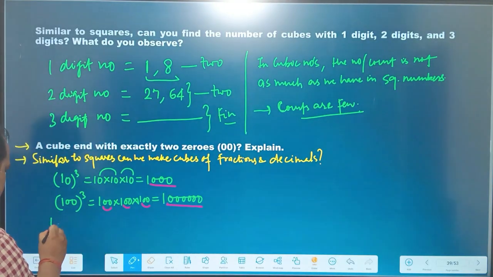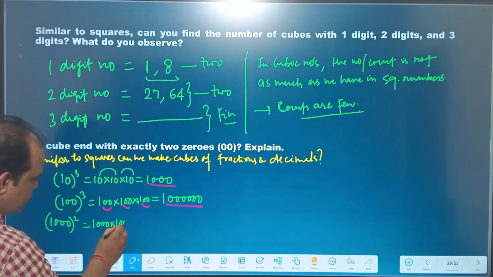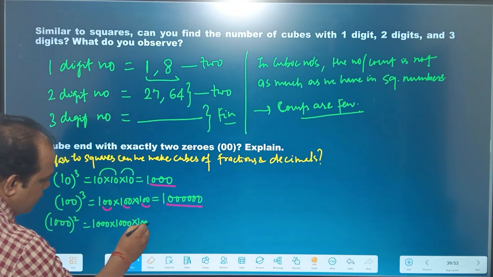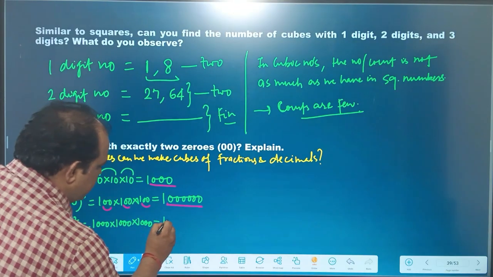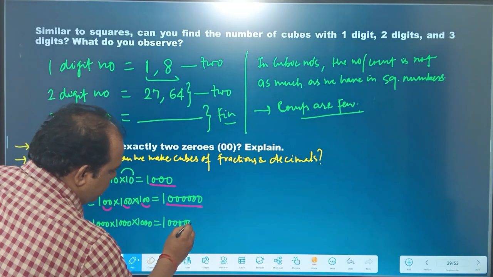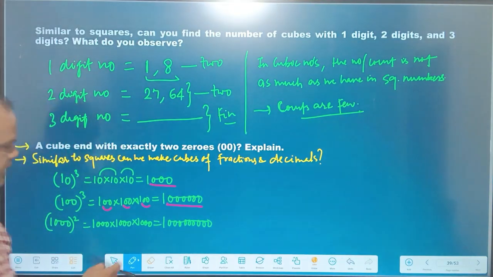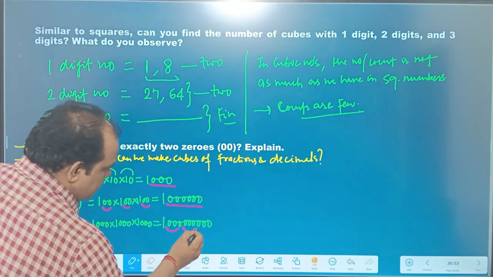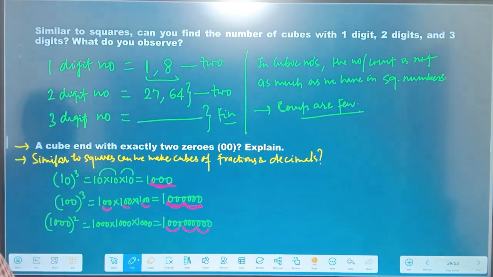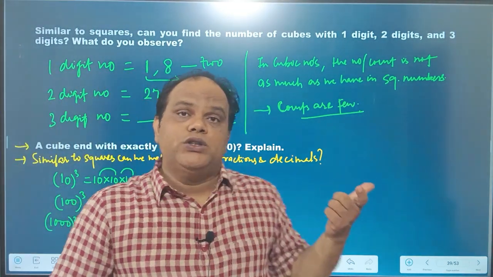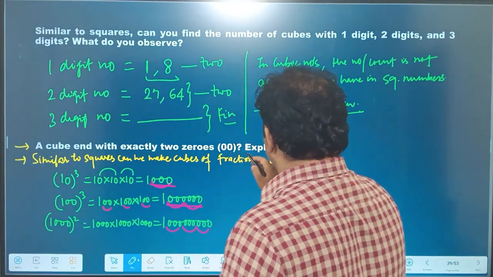Let's say if we put 1000, what would it be? 1000 multiplied by 1000 multiplied by 1000 is equal to how much? 1, and the number of zeros 3, 6, 9. Now here again you see 3, here it is 6, here it is 9. So with 2 zeros, cubic numbers never end. So a cube cannot end with exactly 2 zeros.